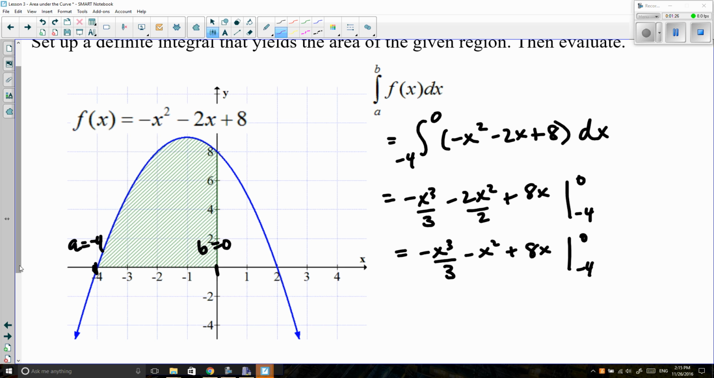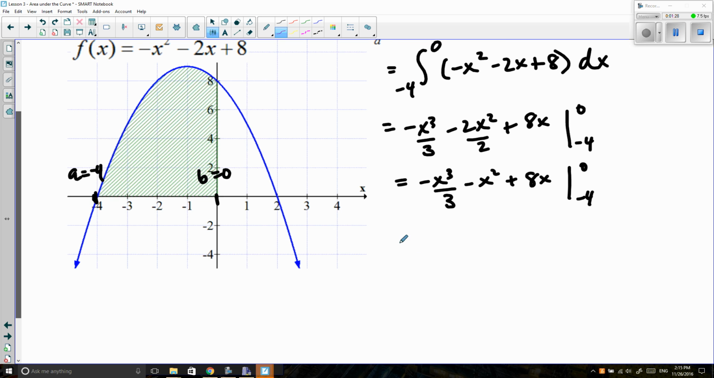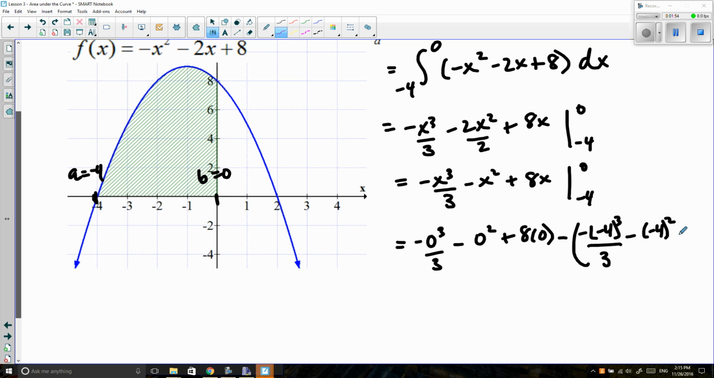So now I'm going to put in my values. The first value I put in is always my upper limit. So I get -0³ divided by 3 minus 0² plus 8 times 0. So all of this is going to end up being 0 in the end. And then I'm going to subtract -4 when you put it in. So you get negative of the -4³. Be really careful with that sign there. Then divide by 3, and then we're going to subtract -4², and then add 8 times -4. Okay, so really all your answer is going to come from here.